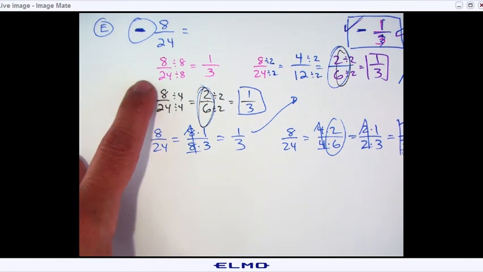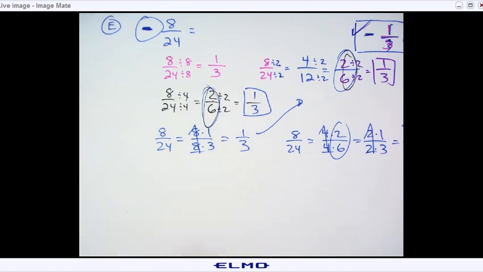The first way is division. The second method is multiplication.